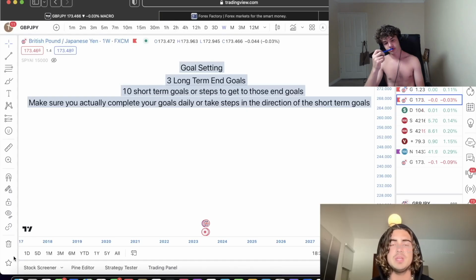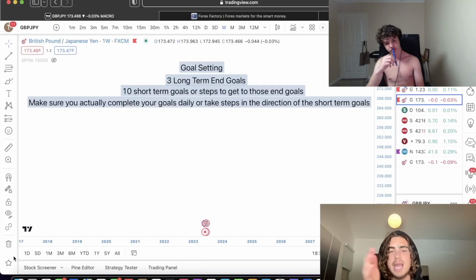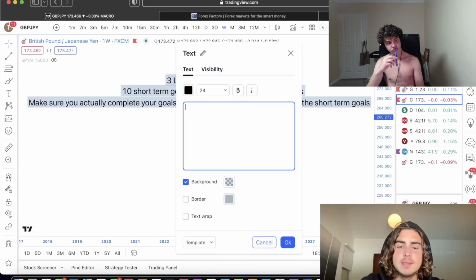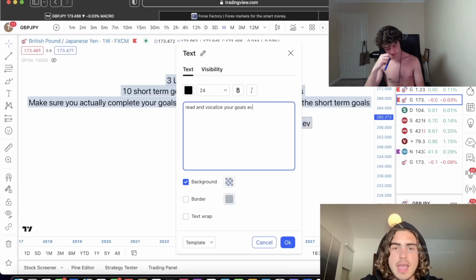Some of you guys haven't really built that up yet, and that's okay, right? Start today. Start now. Let's get after it. Get your notebooks out. Start writing down your 3 long-term end goals, and then write down the path that you are going to take to get to those goals. And one last thing we've got to put at the end of this: read and vocalize your goals every day as if you are there already.